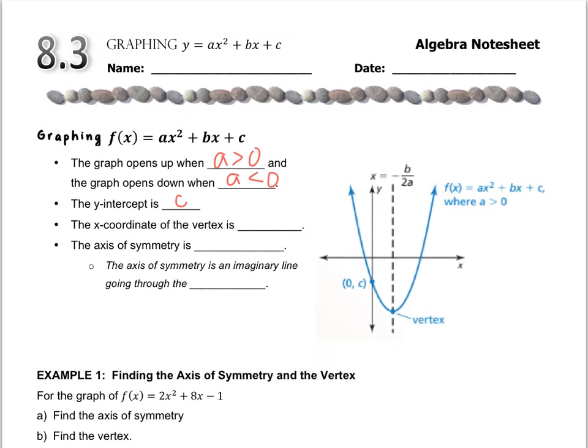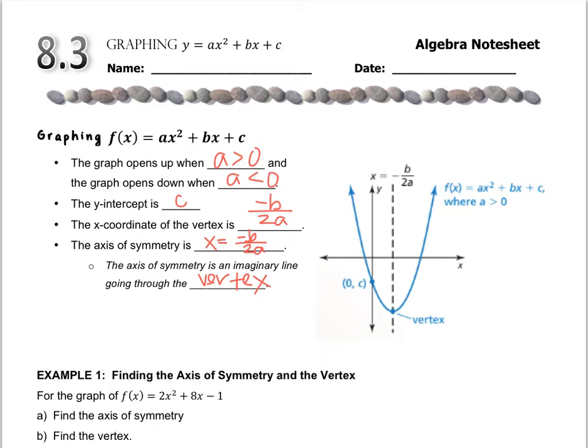The x-coordinate of the vertex, since it's not at the origin, has a special formula. The way that you do that is you do the opposite of the b value divided by 2 times the a value. So that's how you find the x value of the vertex. And we know that the axis of symmetry, that's a vocabulary phrase from this chapter, is an imaginary line going through the vertex. So the formula for the axis of symmetry is x equals negative b over 2a.